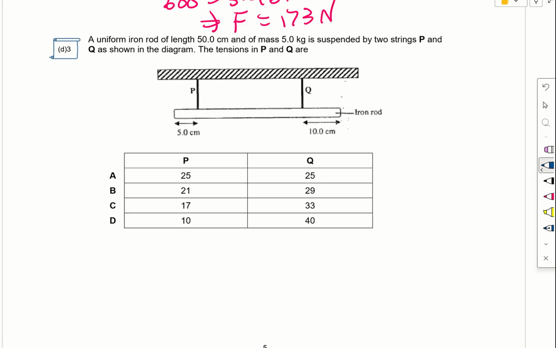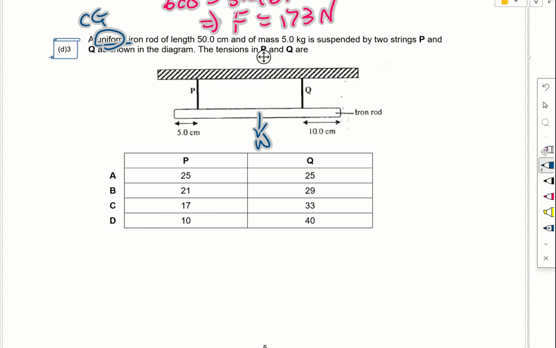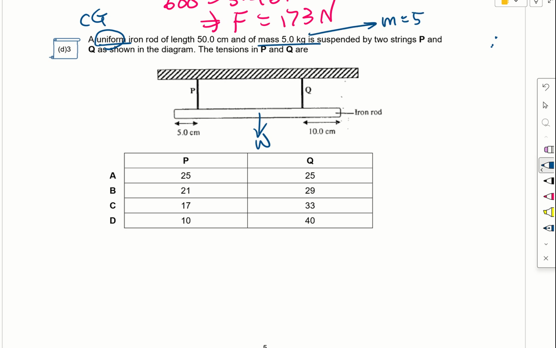We see that we have a uniform iron rod. That means there will be weight right smack in the center because it's uniform. That's where the center of gravity is. This rod is 50 cm in length and mass 5 kg. So this means that the m is 5, right? And since W equals mg, it will be equal to 5 times 10 equals 50 Newton. So I convert it to the weight. So the weight is 50 Newton, and this is one of the forces acting on the iron rod.